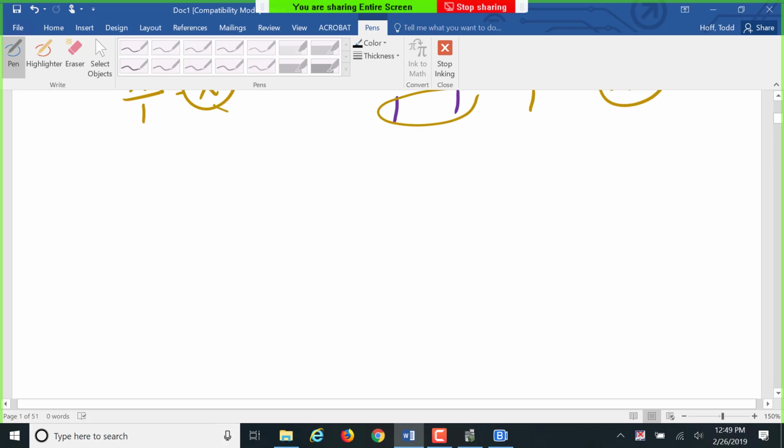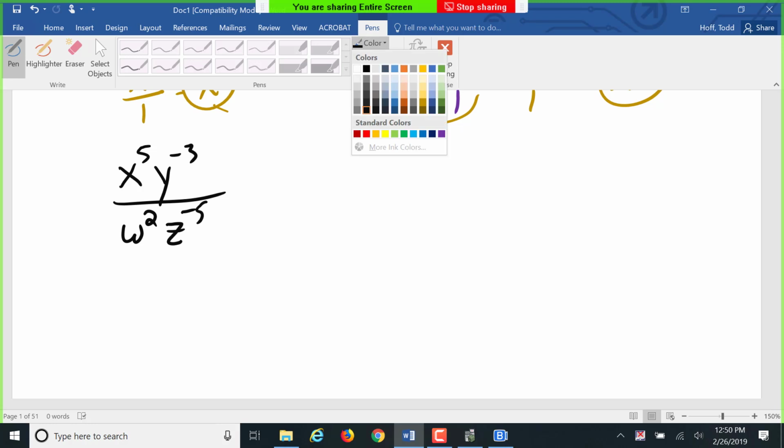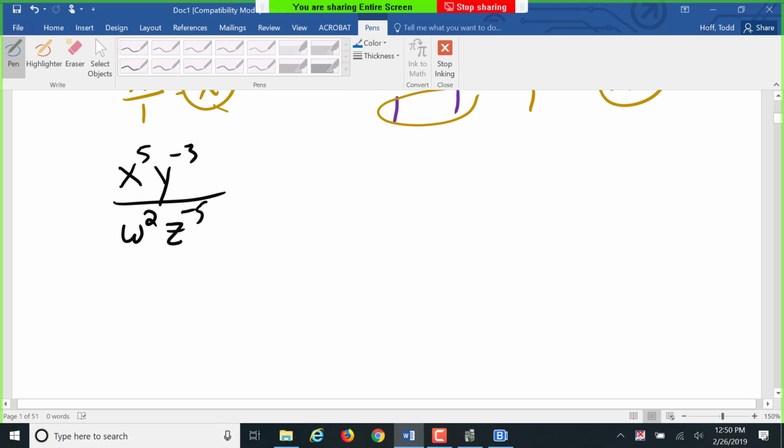So we're making a little bit of a leap in level of difficulty here for a second. We're going to do x to the fifth, y to the negative third, over w squared z to the negative fifth, if I want to express this using only positive exponents, only positive powers in my exponents.